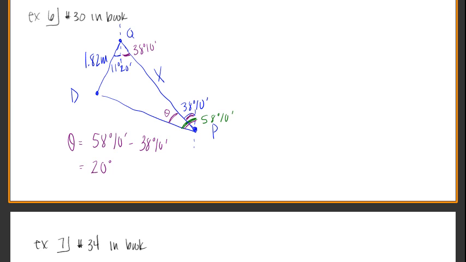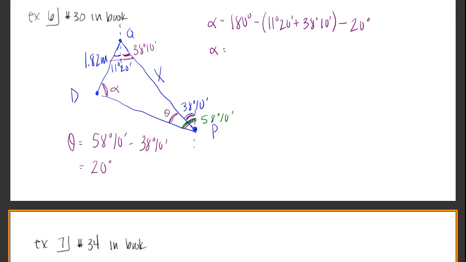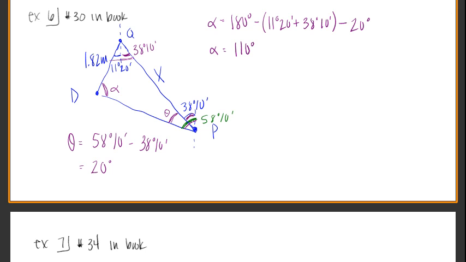So if I know all of this upper angle all the way across, then I can definitely get that one. If we call that alpha, then alpha is going to basically be 180 degrees minus the sum of 11 degrees 20 minutes and 38 degrees 10 minutes, which is all that upper one, and then minus the small little one we just found, which was 20 degrees. So if we combine all that together, we'll find alpha real quick. And when I do the math, I get alpha to be 110 degrees and 30 minutes.